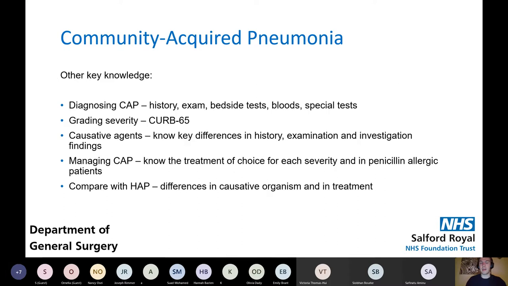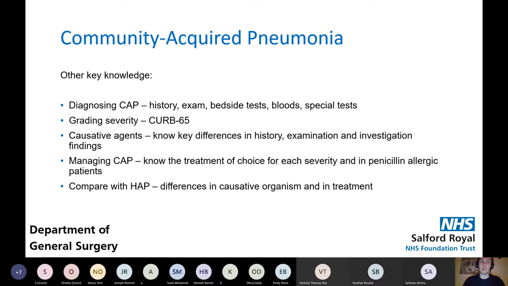CAP is a really common topic for your exams, because it's a really common condition, they want you to know about it. So know about questions to ask, how to examine, and what you would find on examination. For common conditions, think about your bedside tests. That is a urine dip, an ECG, a peak flow. It's all things that you can do there and get an immediate result. Do any of those apply to a CAP?